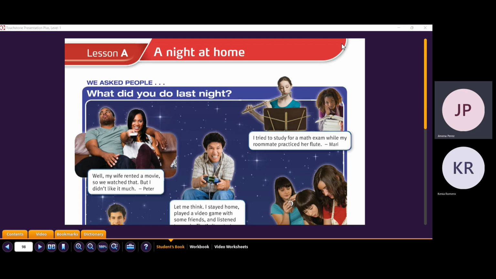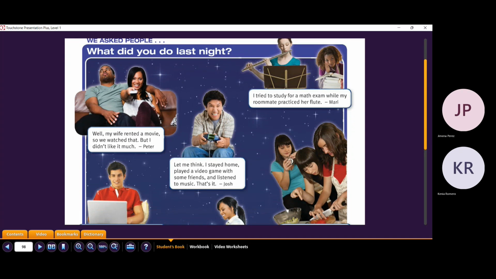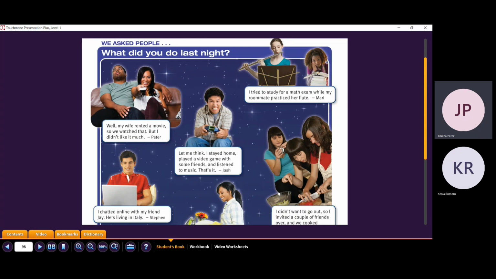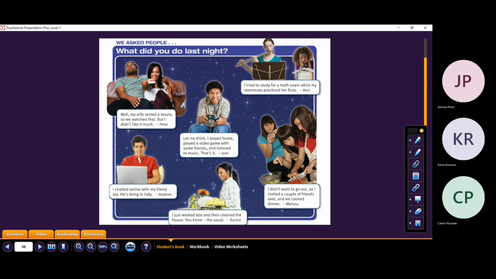This is Lesson A, a night at home. So we have here some images and we have a question. We ask people, what did you do last night? What did you do last night? And we have here different activities.